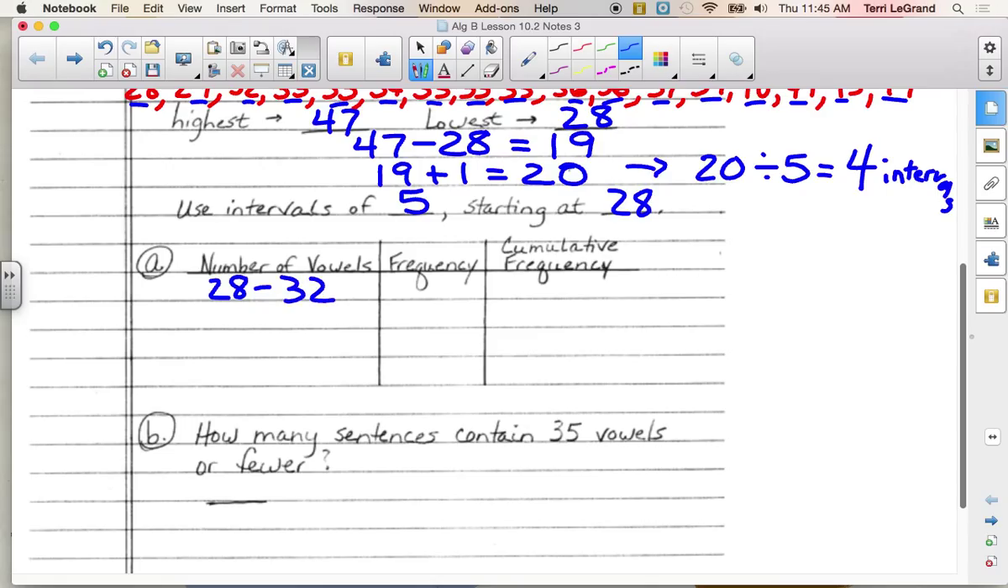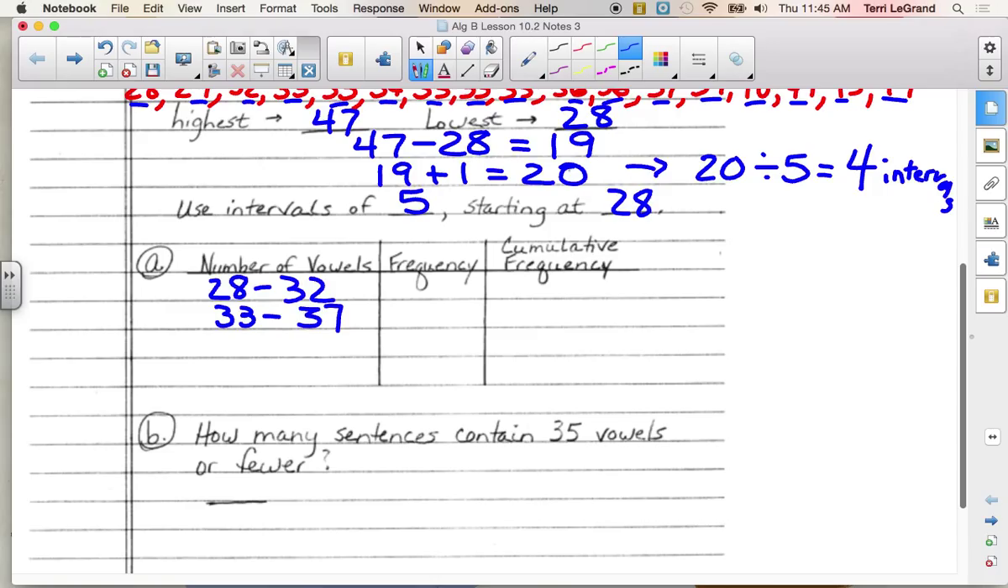Now, before we do the frequency, let's just see if we like our intervals first. What would the next one start at? 33, and it would go through 37: 33, 34, 35, 36, 37. It really only looks like it goes up 4, doesn't it? But it's really going up 5 because of that add 1.